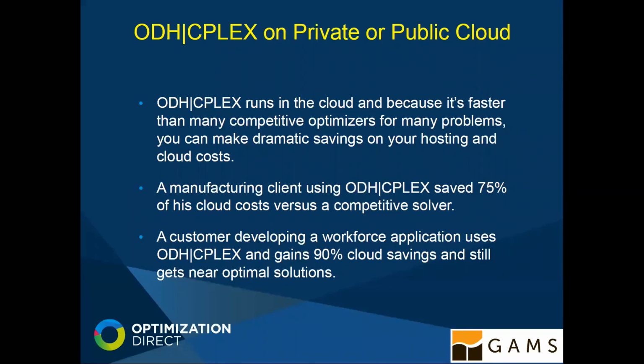ODH is available on the cloud, either private or public, and that can be useful because the kind of solutions you want might come a lot more quickly. In fact, they do on many problems, and that gives you a saving if you're using the cloud on straight cloud costs. We have one customer who achieved a 75% saving on his cloud costs by using ODH CPLEX rather than just an ordinary optimizer. And another customer in a slightly different area got an even bigger gain, whilst still getting solutions that are very close to optimality.